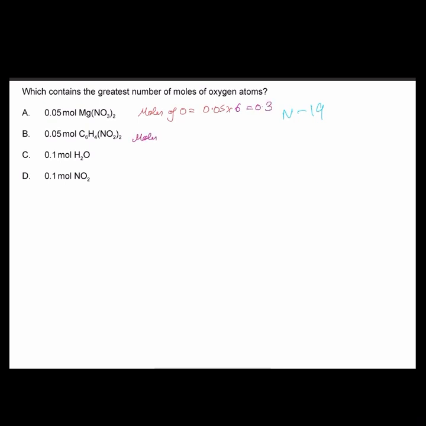Next one, moles of oxygen would be 0.05 times 4, because there are 4 oxygen atoms in one molecule. That is 0.2. Next one, moles of oxygen would be 0.1 times 1. That is 0.1. And the last one, moles of oxygen would be 0.1 times 2, that is 0.2. But from all these, we can see that option A is the correct answer to this question.